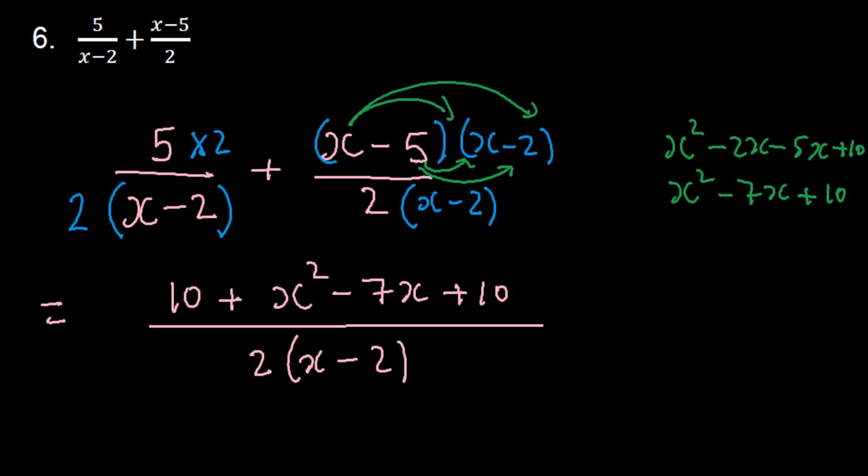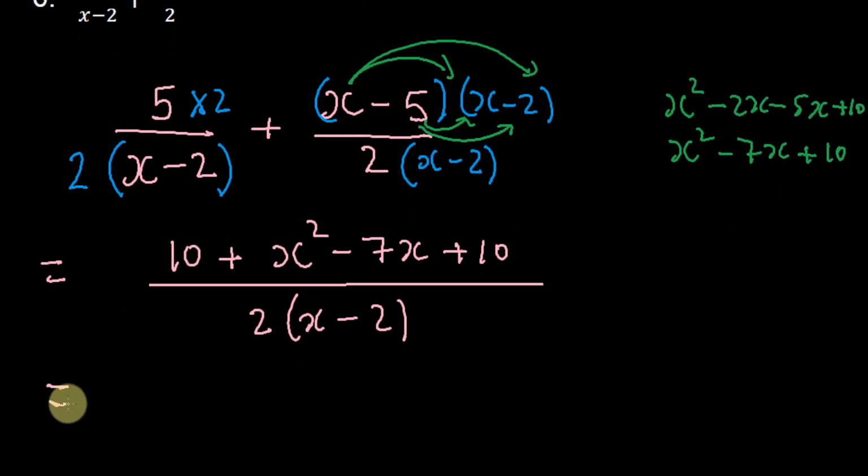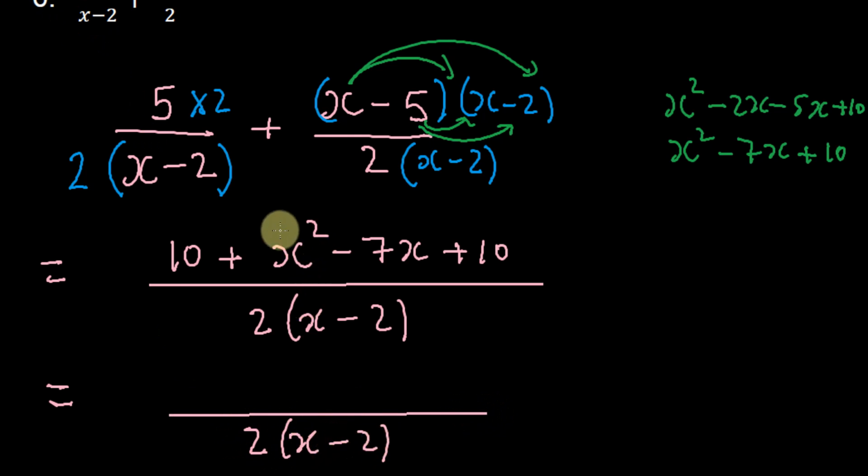Then the final step here is to simplify the numerator by adding like terms. So all over 2 into x minus 2, we have x squared, negative 7x, and 10 plus 10 is 20.